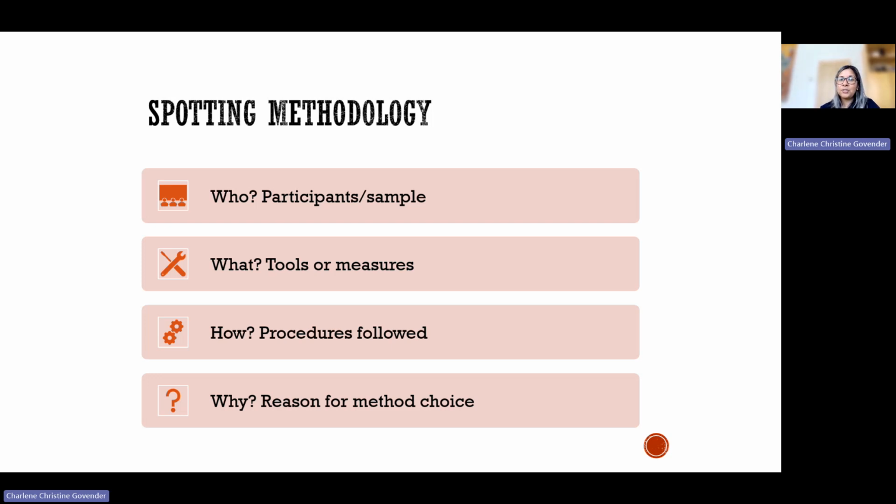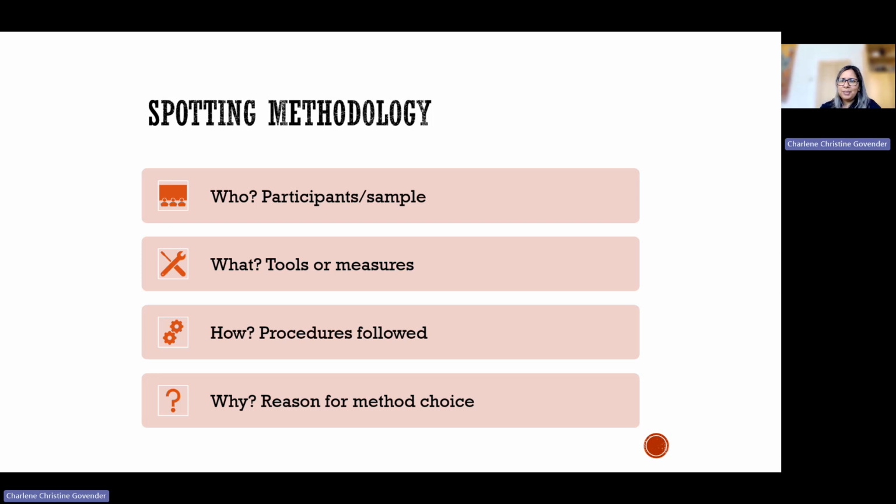We want to ask ourselves 4 guiding questions. Who were the participants? What tools or materials were used? How was the study carried out? And why was this method chosen? So this will help you to gain a clear understanding of the validity of the research.